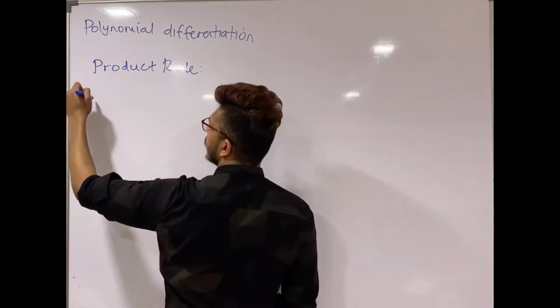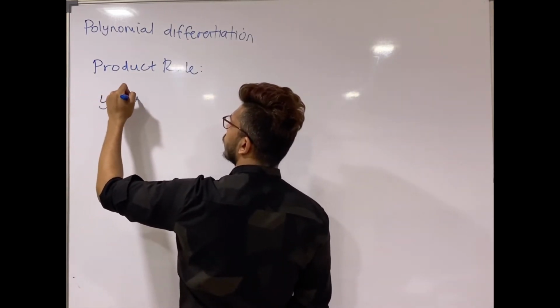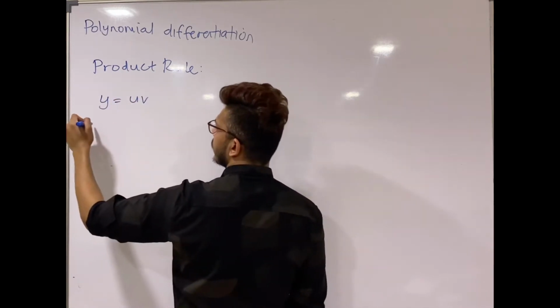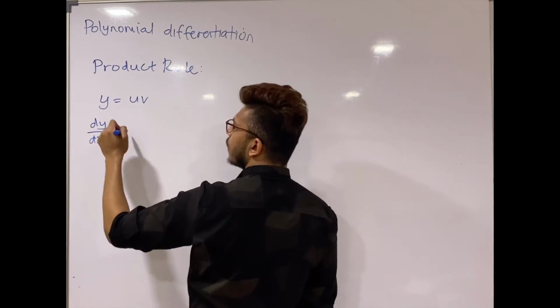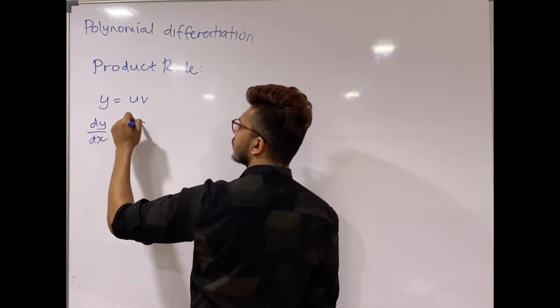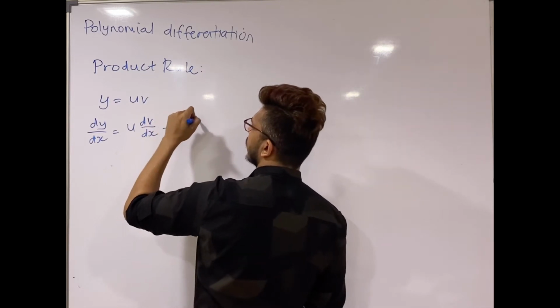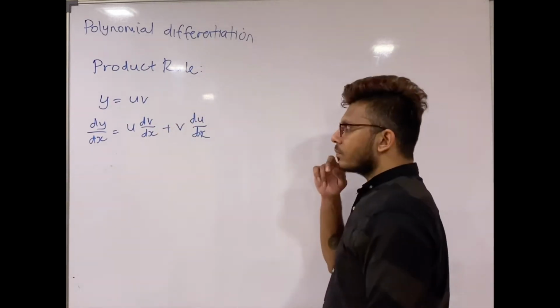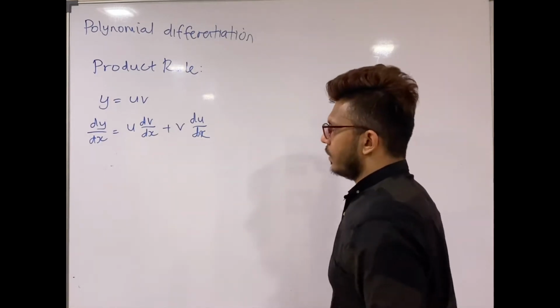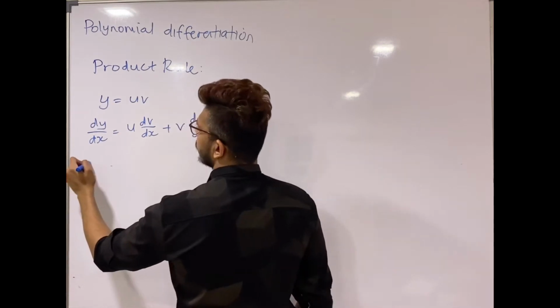So it is, if you have a function of uv, then dy/dx is going to be u dv/dx plus v du/dx. Okay, I know it looks a bit complicated, but let me give you numbers and it's easy to understand.